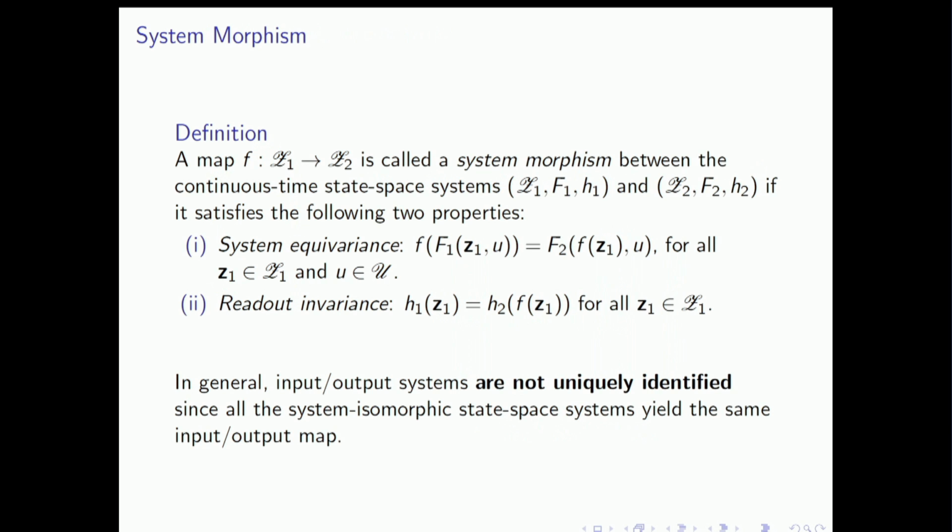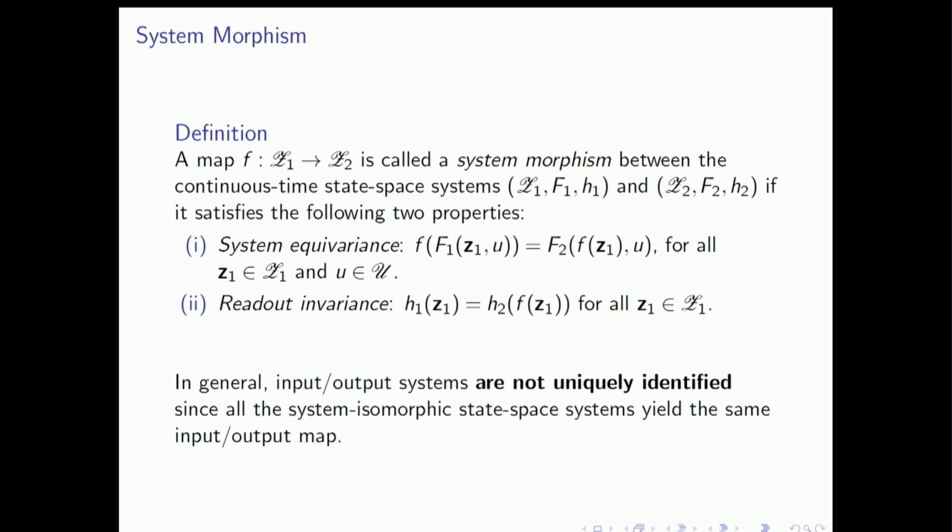As a motivation, we need to introduce two tools in order to study such systems. The first tool is called system morphism. A system morphism is a function between two state-space systems, and it has to satisfy two conditions. The first condition is system equivariance, which means the state map should be equivariant with respect to this F. The second condition is called readout invariance, which means the readout has to be invariant when you read out from both systems. If my function satisfies these two conditions, I call it a system morphism. And if this is invertible and its inverse is also a system morphism, I call it a system isomorphism.